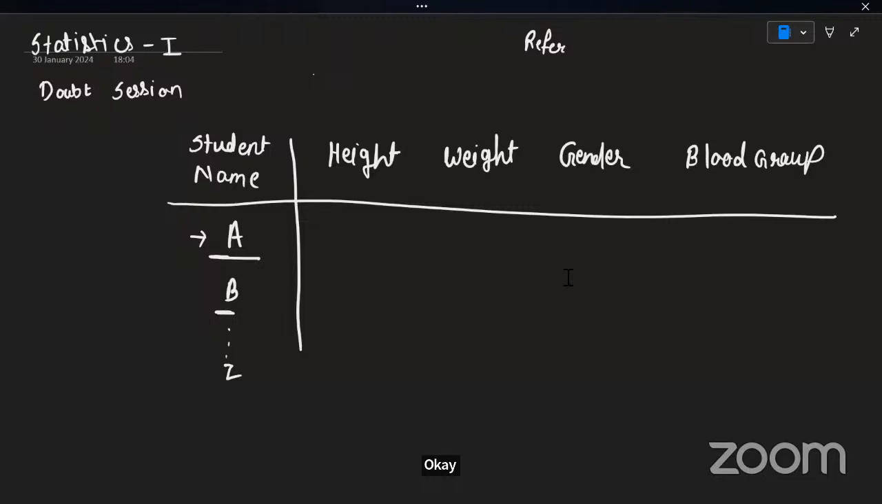So yeah, you are collecting data from A, B, C, and Z. So these are your units for which and from which you are taking the data. You will get height, weight, gender, and blood group from that particular person, A, B, or whatever your cases or observations are. So the things about which or from which you are noting down the data are the cases or units or observations. Cases and units are the same.